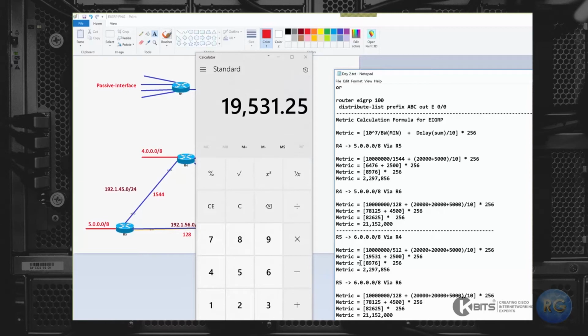Notice the dots, I'm just dropping off. It is tens of microseconds, but in the formula you need to put the whole thing. That's why the divide by 10 comes in. You put the actual microseconds, not the tens of microseconds. So 45,000 divided by 10 would be 4,500.